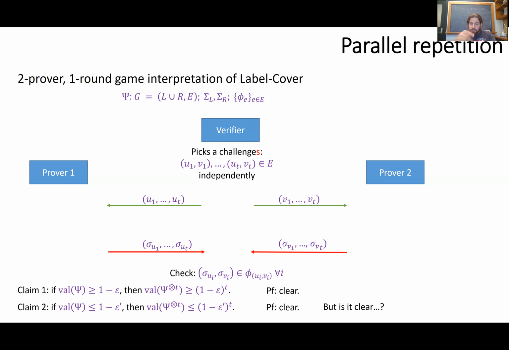Well, but is it clear? So what I said is, of course, a lie. It doesn't really work like that. And not only is this proof not clear, this statement is actually false. And we'll get down to this business very soon, but this is where the business of parallel repetition really starts being more difficult. So what can we say about parallel repetition despite this difficulty?